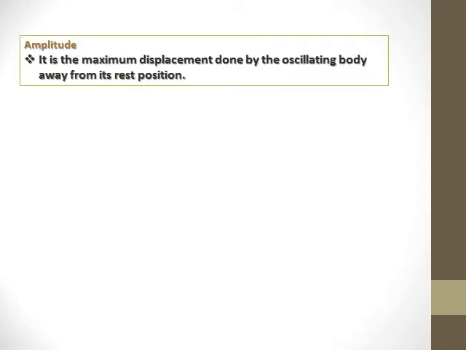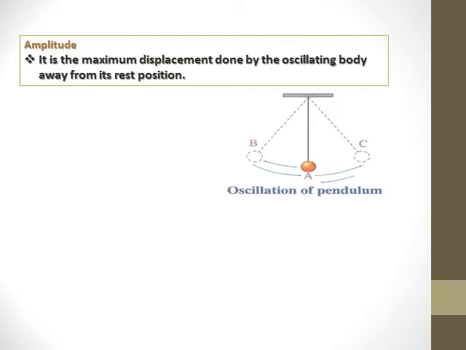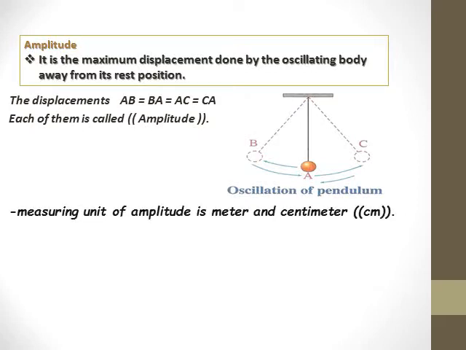Again, as you have learned, amplitude is the maximum displacement done by the oscillating body away from its rest position. So, if you look at this figure, you can imagine that this body here in position A is moved towards the position B, then from B to A, then from A to C, then from C to A. Each displacement of them is called an amplitude, and all of those displacements are equal. The measuring unit of amplitude is meter or centimeter.